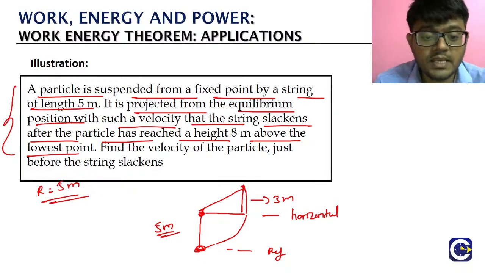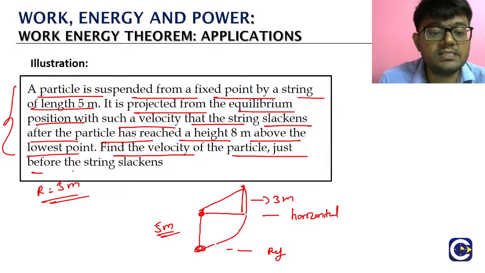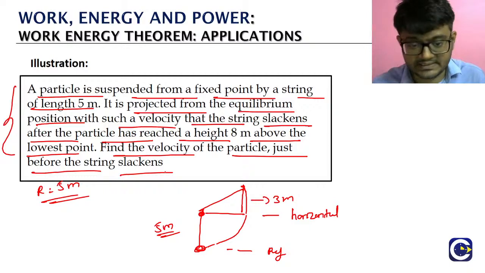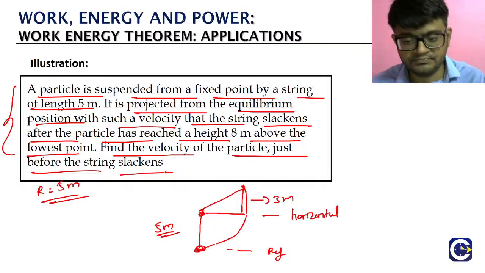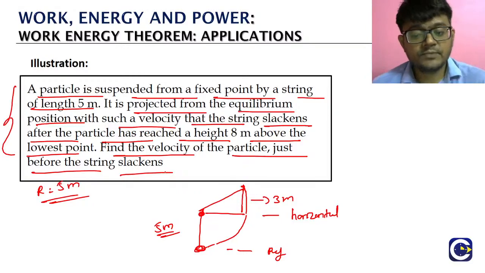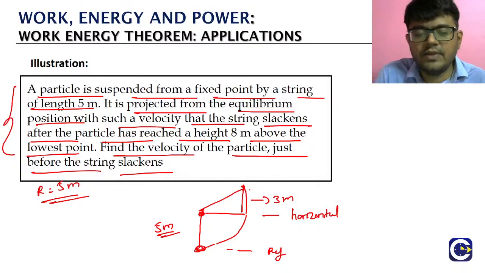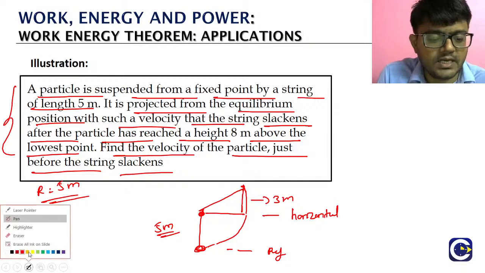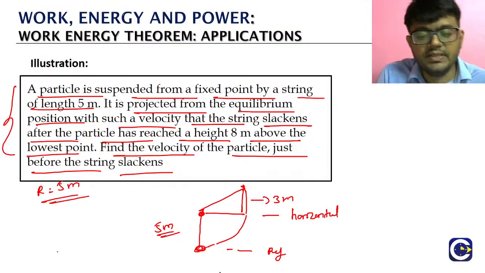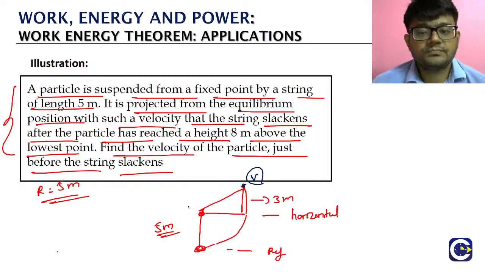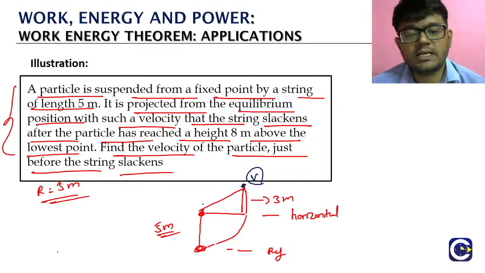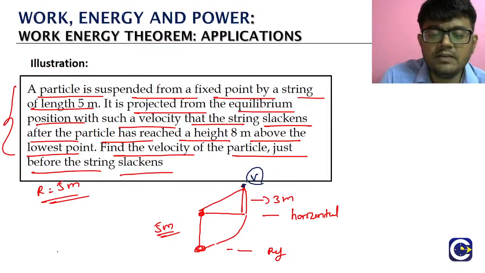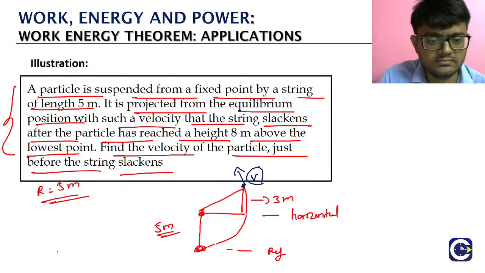Okay va? Enna kekranga paranga, find the velocity of the particle just before the string slackens. Means on the point where it is slacking, and that we have to find what is the velocity. So we have to look at the general relations between the parameters. Inga velocity v nu vechukonga. Adukku enna conditions varum? The velocity will be along the tangential path just before it is slacking.